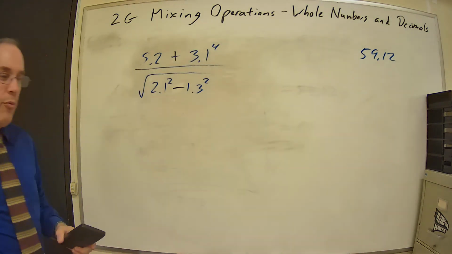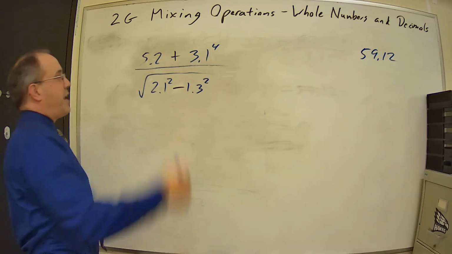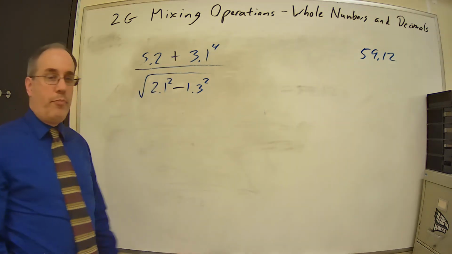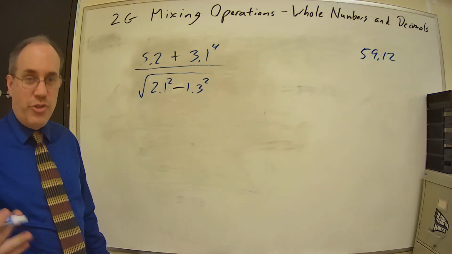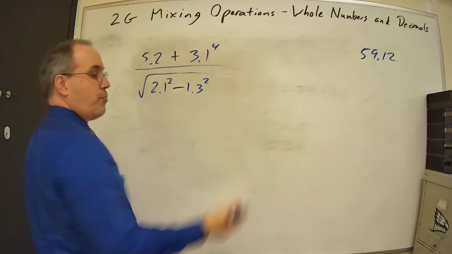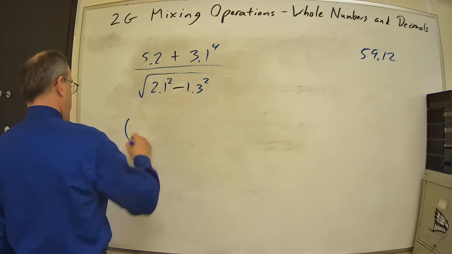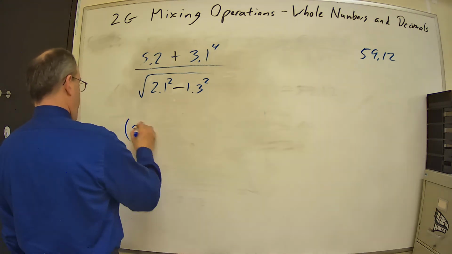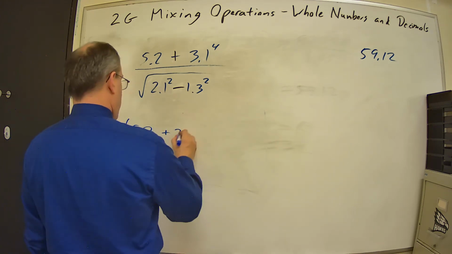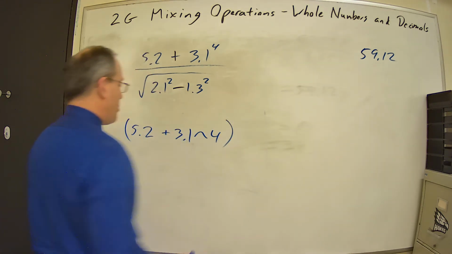Okay? And what I'm going to do is I'm going to show you the button presses that I would do if I was going to put this in as one big equation. Because I can do that on my calculator. But what I need to do is, first of all, remember those groupings? We need to indicate those with parentheses. So I would do an open parenthesis, and I go 5.2 plus 3.1 hat 4 close parentheses.